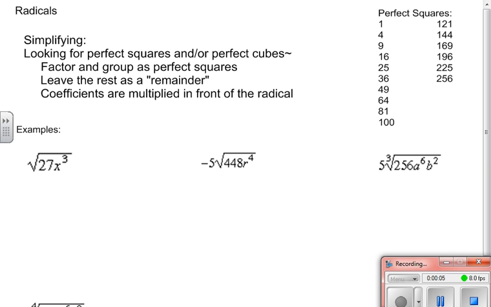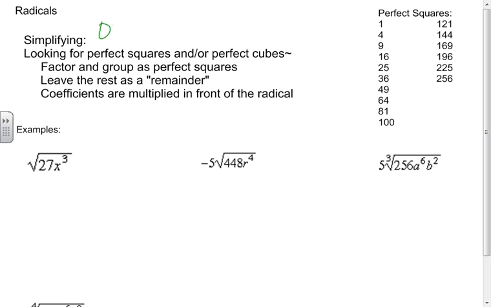This lesson is on radicals, and we're going to take a minute to do a quick overview of how we're going to simplify and work with radicals. So, we are always going to look for perfect squares or perfect cubes, depending if we are taking a square root of something or if we are taking a cube root of something. We're going to factor and group as perfect squares or cubes as we need to. We're going to leave the rest as a remainder under the radical. This is how we are going to start working with exact answers, no more decimals.